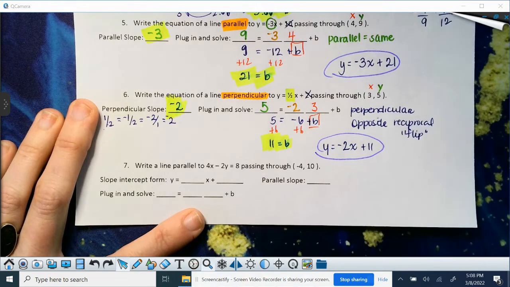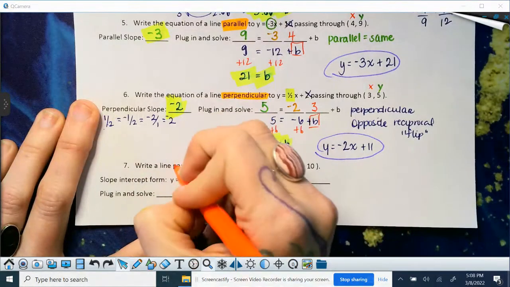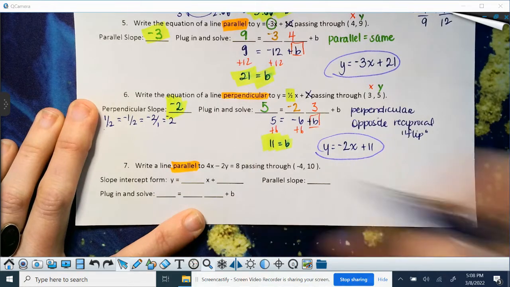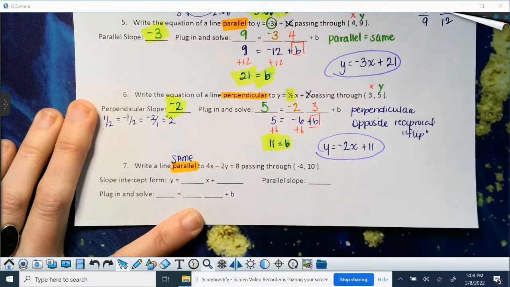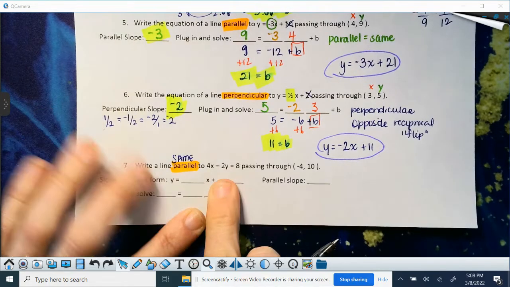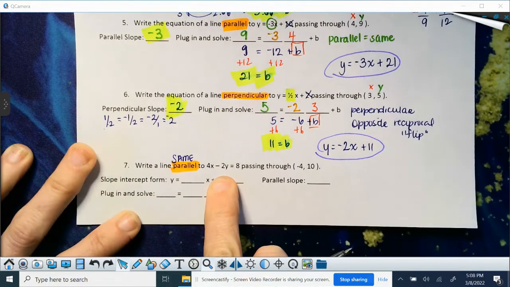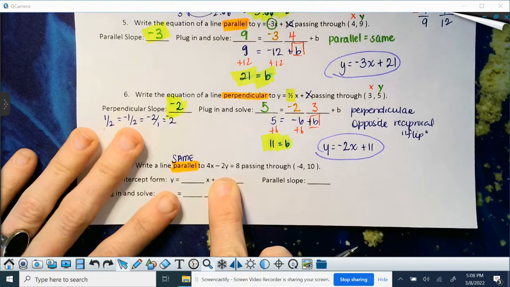All right, parallel line. A parallel line is going to have the same slope. So as soon as you see the word parallel, you want to think never touch, and then after that, same slope. But we have it in standard form. So first and foremost, we need to get this in slope-intercept form. So we want to get y by itself.